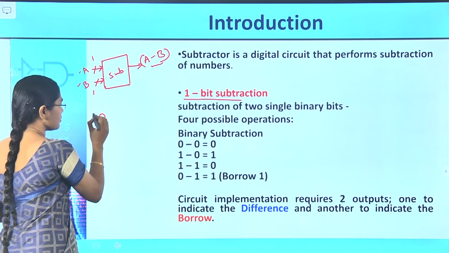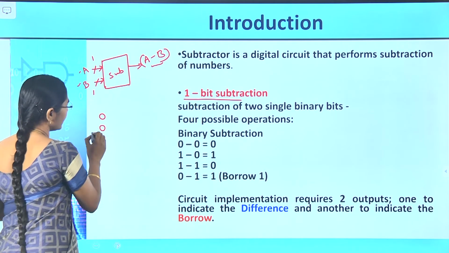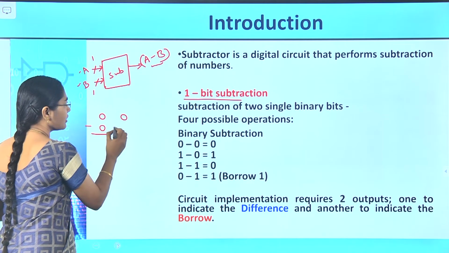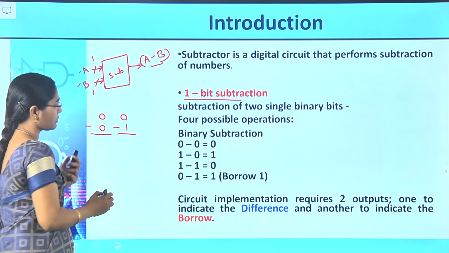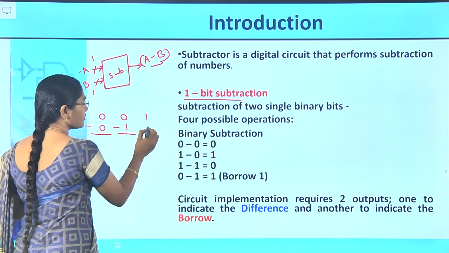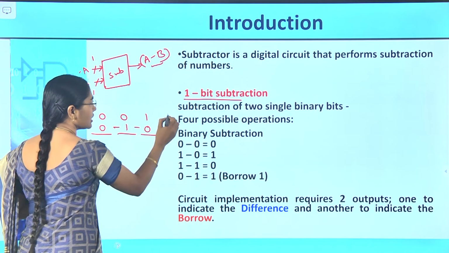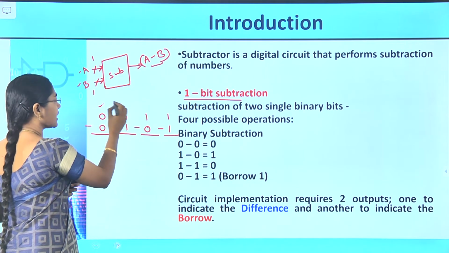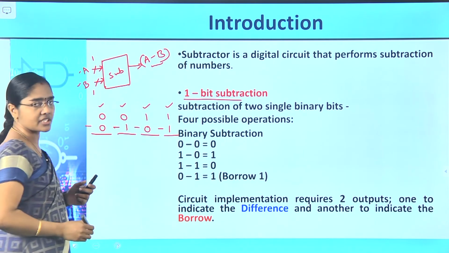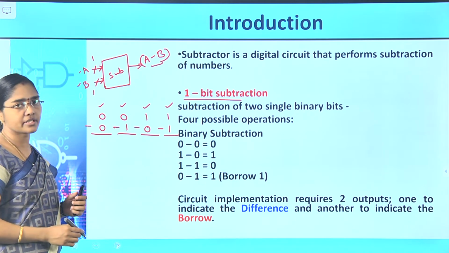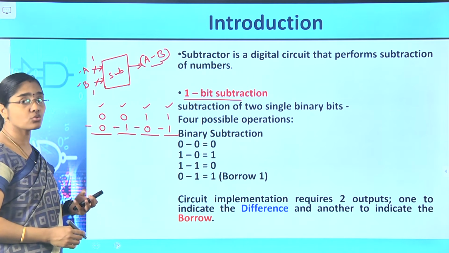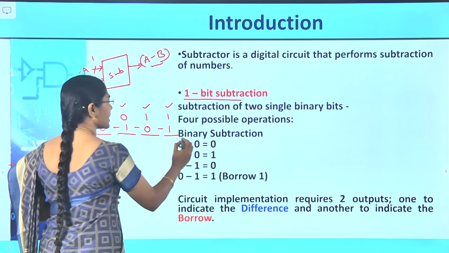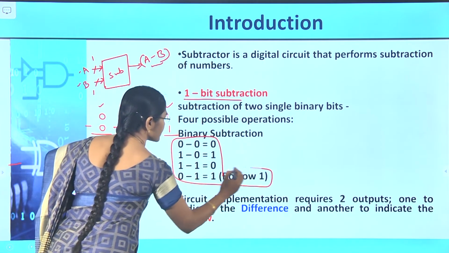A may be 0, B may be 0, one subtraction operation. Then A may be 0, B may be 1, another combination. A may be 1, B may be 0, or A and B may be 1, 1. These are the 4 different cases possible for the subtraction operation when A and B are single bits. So let us see the subtraction rules. We need to perform binary subtraction using the binary subtraction rules.